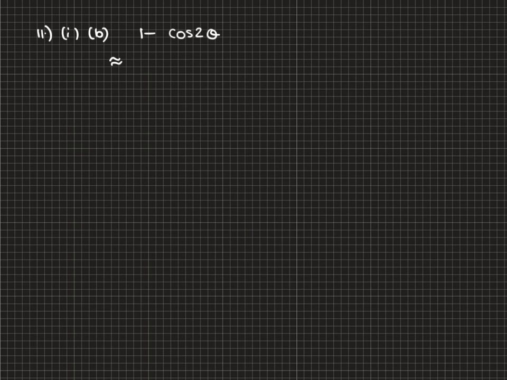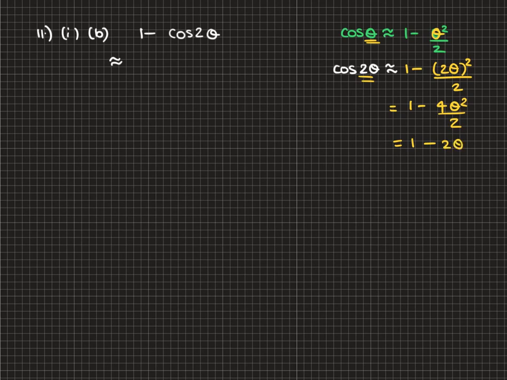Now, 11 part 1 part B, 1 minus cos 2 theta. Now, a lot of people went wrong on this question. Cos theta is approximately 1 minus theta squared over 2. So if you're now finding an approximation for cos 2 theta, then you've got to replace theta by 2 theta in this expansion here. So that's 1 minus 2 theta all squared over 2, which is 1 minus 4 theta squared over 2, which is 1 minus 2 theta squared.